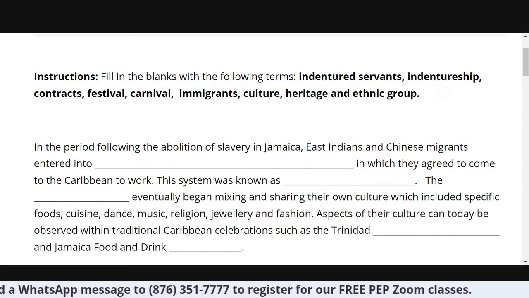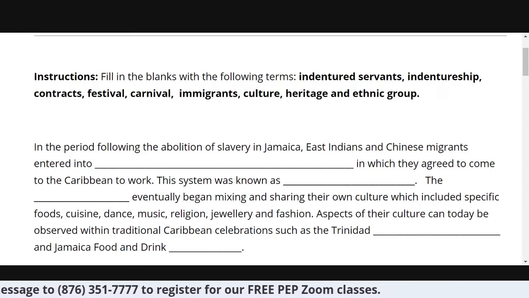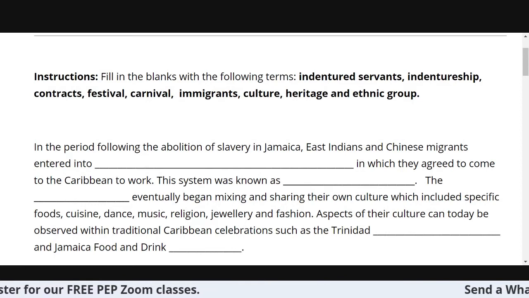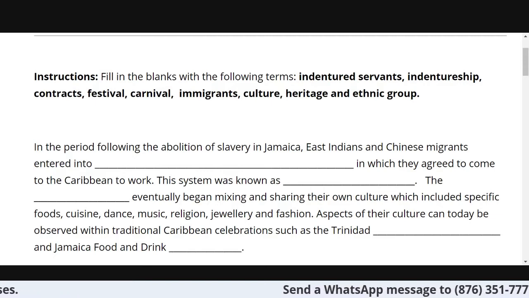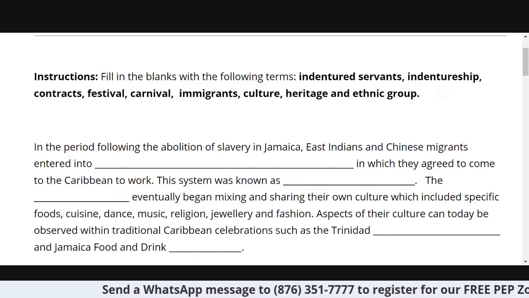The indentured servants, okay. I see a number of persons saying indentured servants. Not telling if you're right or wrong. Aspects of their culture can today be observed within traditional Caribbean celebrations, such as the Trinidad what?